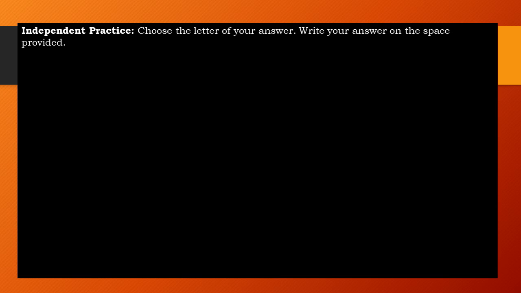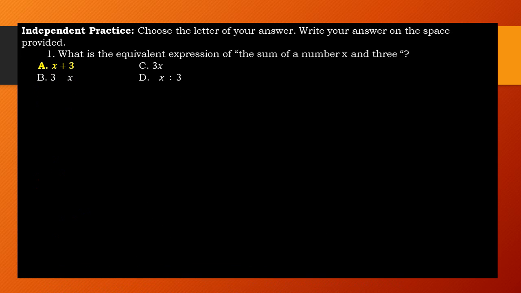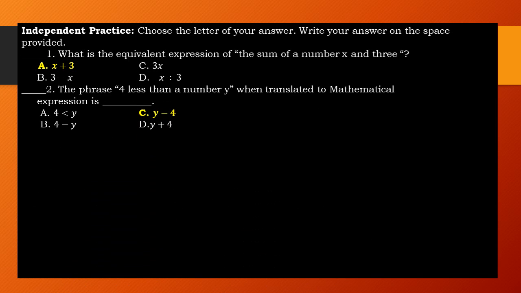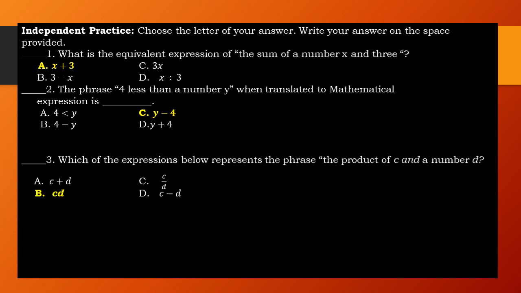Independent practice. Choose the letter of your answer. Write your answer on the space provided. What is the equivalent expression of the sum of the number x and 3? The operation you are going to use is plus. So the answer is letter A. Number 2, the phrase for 4 less than a number y. There is the word than, so you are going to switch the terms. So the answer is letter C, y minus 4.